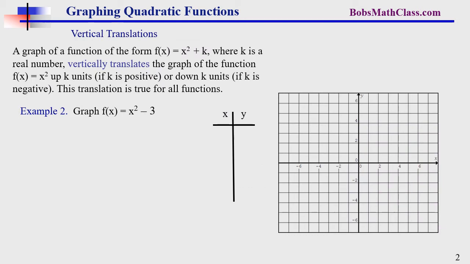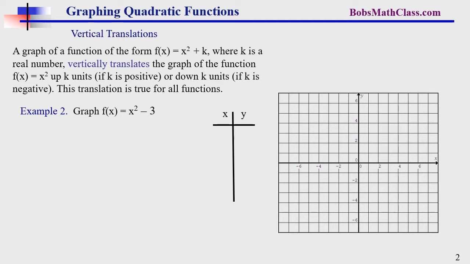Okay, sometimes we talk about translations, vertical translations and horizontal translations. As far as this video goes, we're mostly going to talk about just picking points. However, you should also know about translations. If it's in this form, f of x equals x squared plus k, that number vertically translates the graph up k units if k is positive, or down k units if k is negative. So here's our next example.